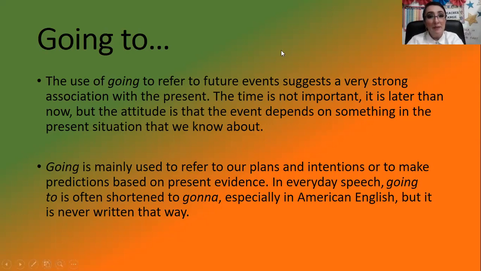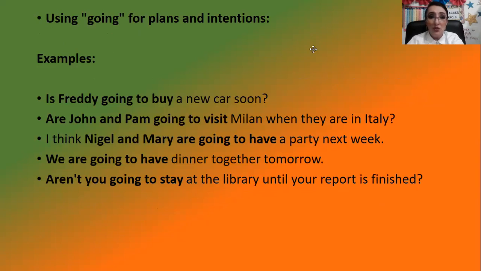Now, let me show you something about going to. Going to is going to be used for plans and intentions. Is Freddie going to buy a new car soon? It's a plan, a personal plan that Freddie has, okay? Or is an intention that Freddie has? Are John and Pam going to visit Milan when they are in Italy? Oh, is it? I'm asking about their plans. I'm asking about their intentions. It is necessary to know the answer. Now, I think Nigel and Mary are going to have a party next week. Oh, maybe you know about their intentions, or maybe you know about their plans, okay?